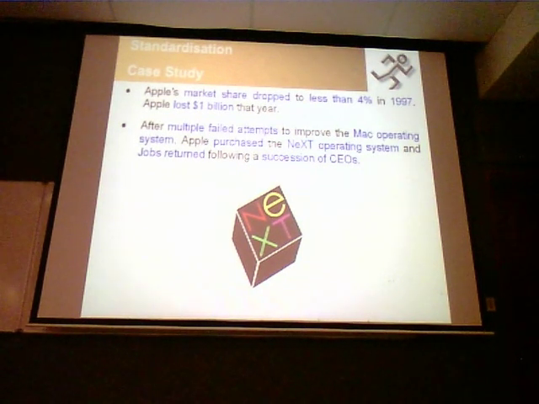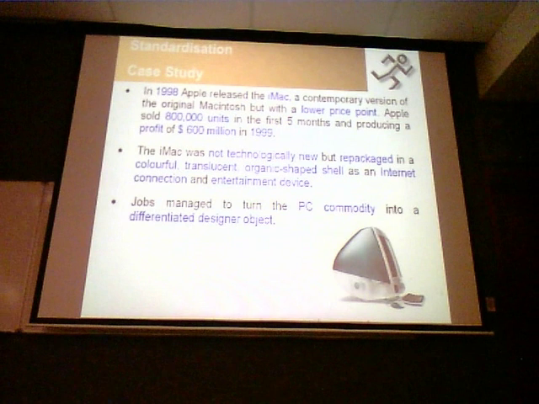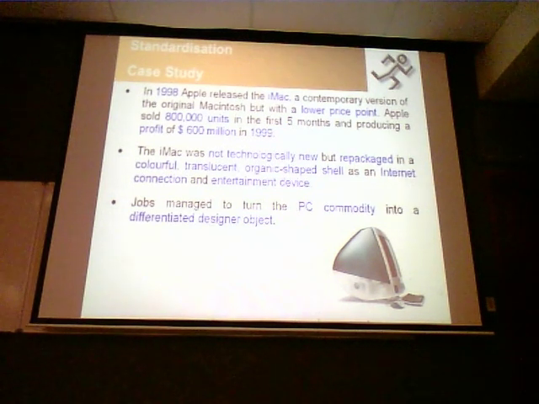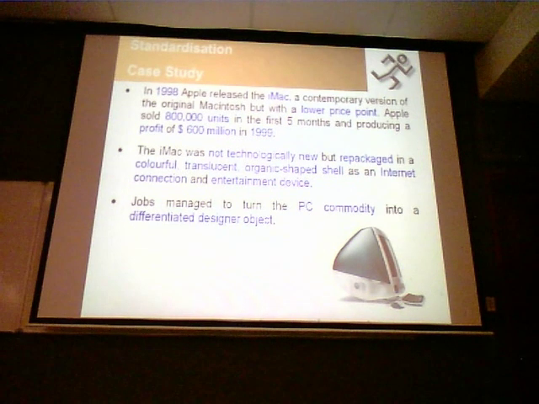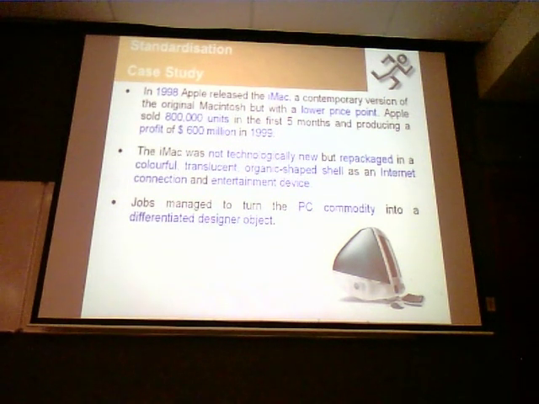What did Jobs then do when he came back? He released the iMac, which was basically the old Apple Mac with a new operating system and a candy-coloured translucent box. So who did that appeal to? Consumers. All the graphic designers, the arts industry, the music industry. So he turned a commodity PC into a designer sort of PC. It worked. He sold 800,000 units that year, and he turned the profit from a $1 billion loss into $600 million in a year. So he turned the thing around.